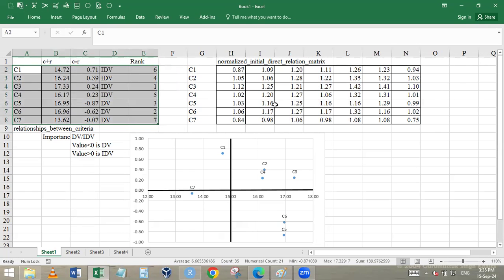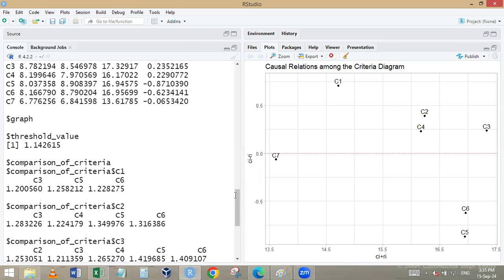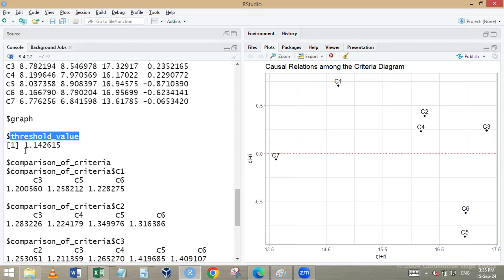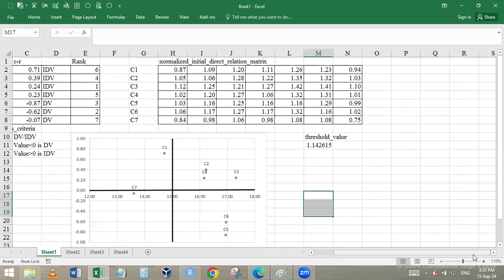How to read this table? For this table, R gives us a value just below the table. You may skip it. It says threshold value. The threshold value is 1.14. Let me take this value. Threshold value, 1.1426 something. Now what I will do is make this table once again.